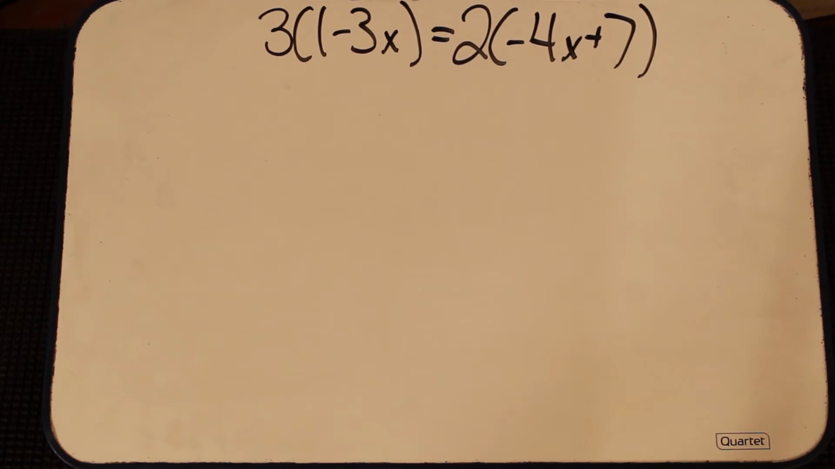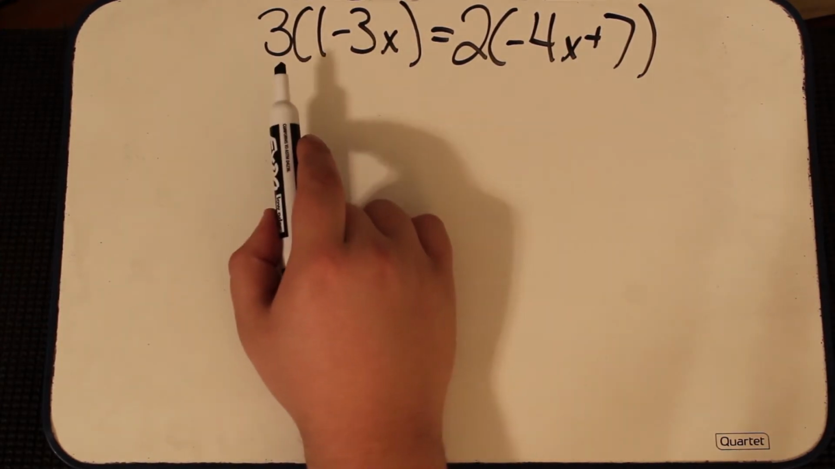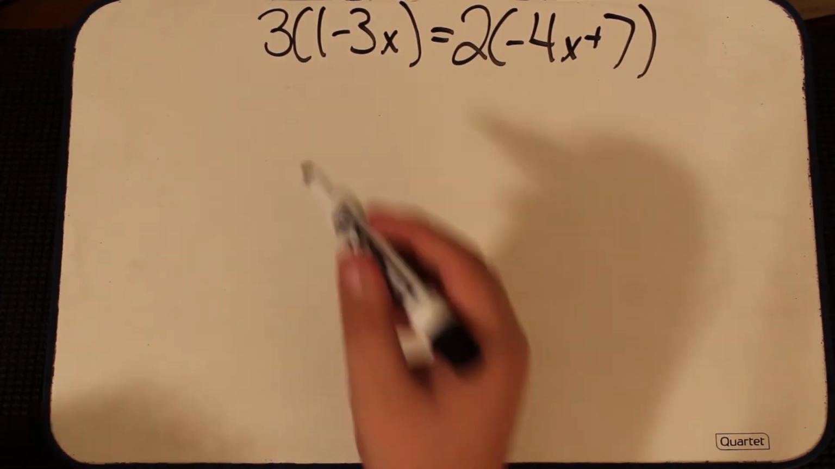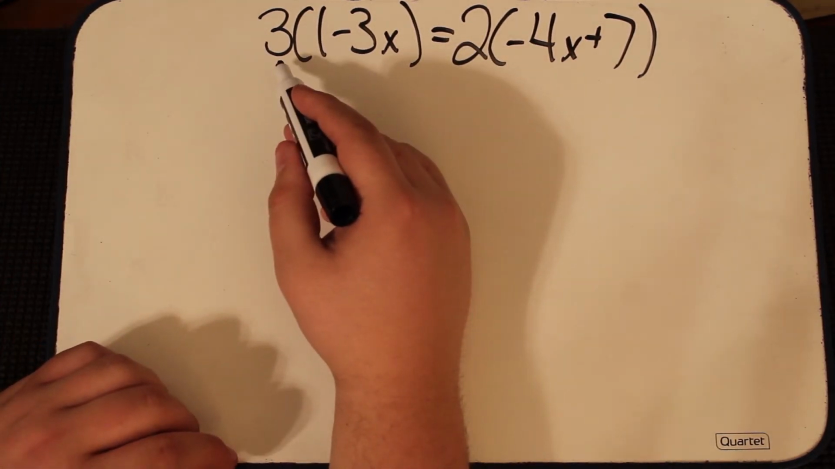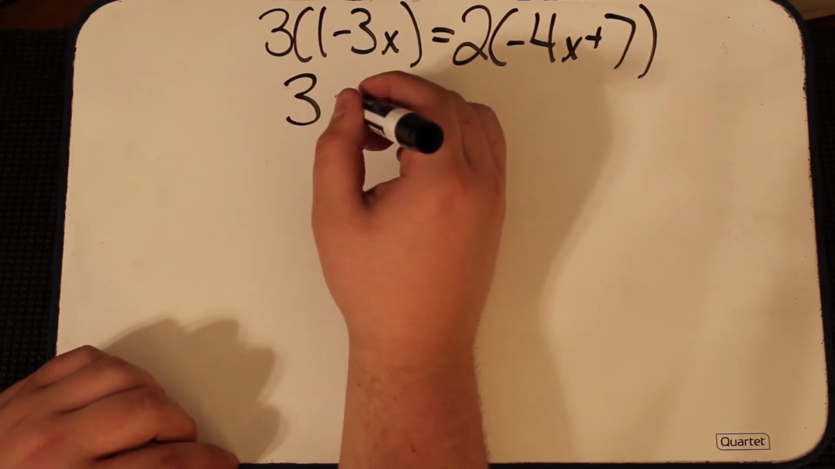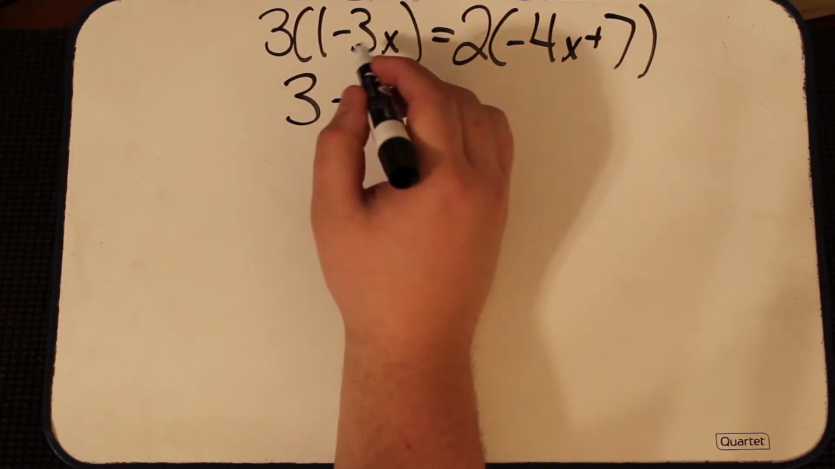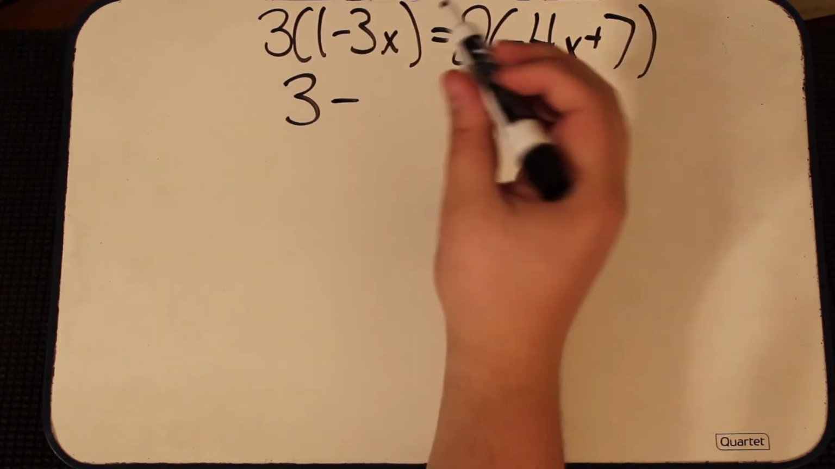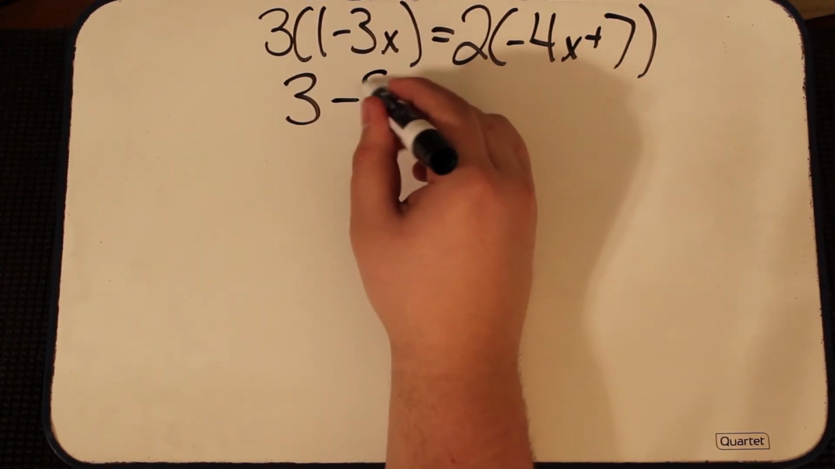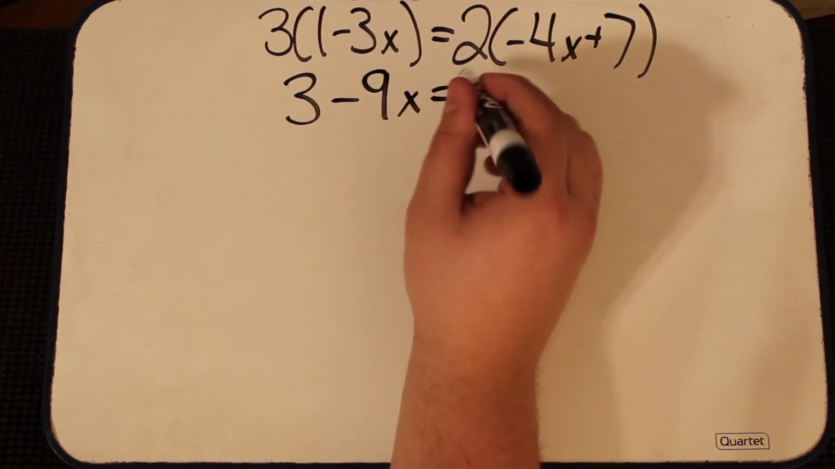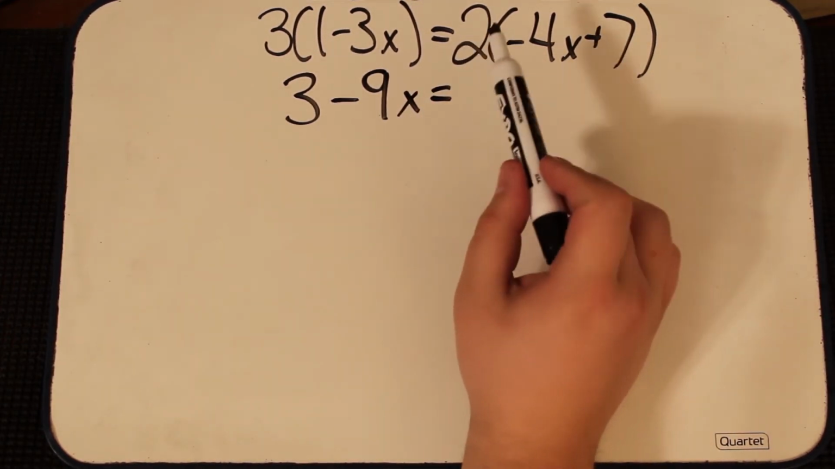First thing I'm going to do is distribute my 3 into the parentheses. When I do that, I get 3 times 1, which would be 3, and 3 times negative 3x. Since we have a negative 3, we multiply them together, we get negative 9, and we keep that variable.